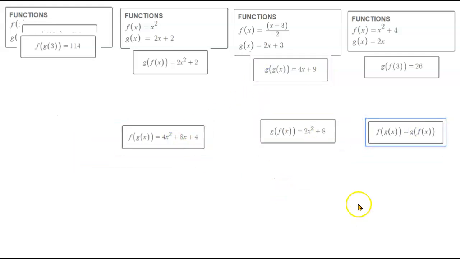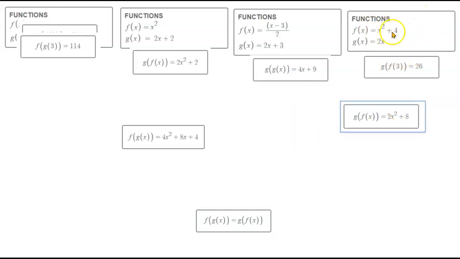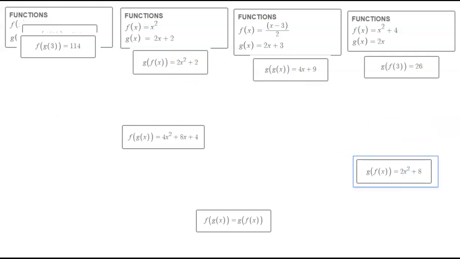Alright, we're down to 3. Let's try this guy, because he doesn't look very complicated. This one is g of f of x. So I'm going to try it in this guy, because it looks like I have numbers that'll work together. If I plug the f of x function into the g of x function, it is going to work. So I'm plugging f of x into g of x.